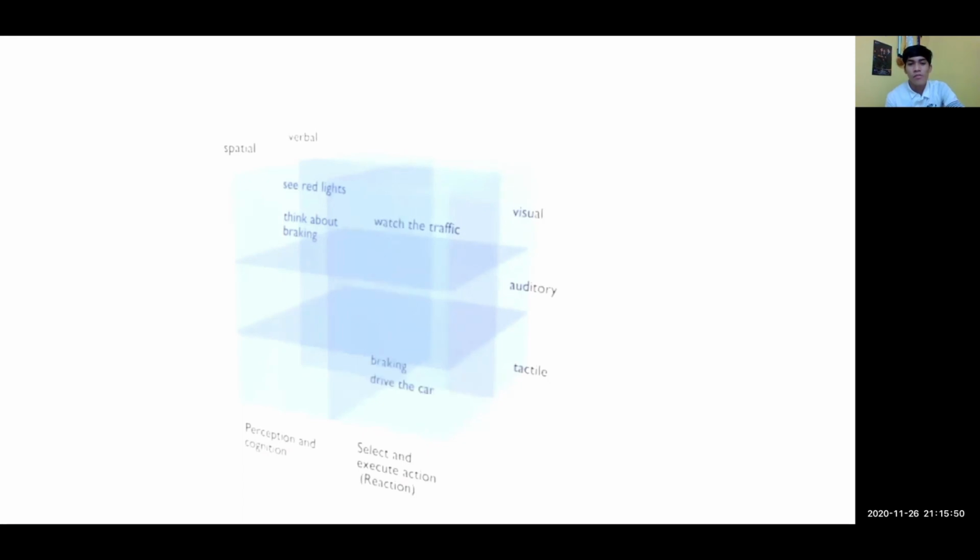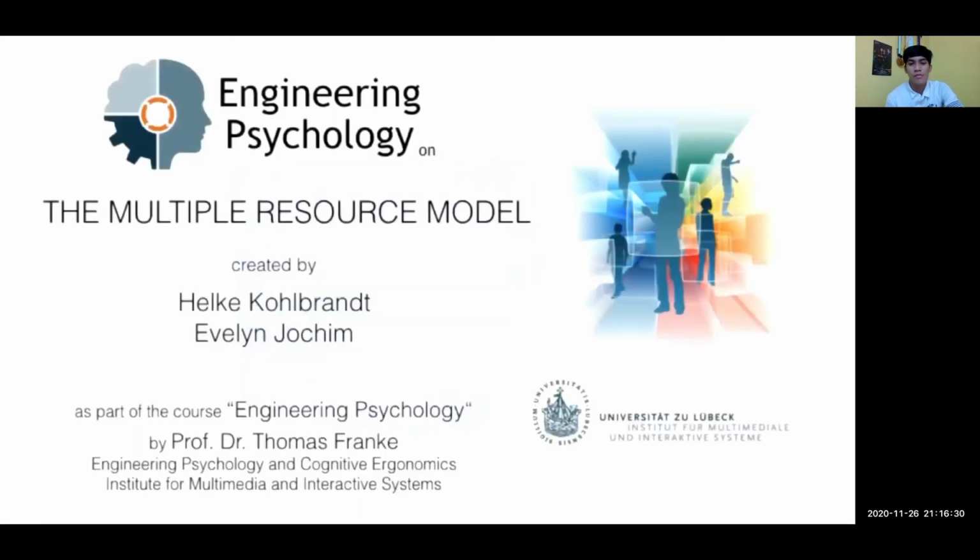Now that our actions are sorted into our model, we can add the actions of hearing our phone vibrating, taking it out, and writing a message. As you can see in the model, hearing your phone vibrating doesn't interfere with any previously added action. But taking your phone out and writing a message does. It interferes with watching the traffic on the visual modality channel and with braking on the tactile one. They are also both reaction and both in the spatial process channel. This interference shows why multitasking is hard for us in some situations. We can't pay 100% attention to both actions. So don't text and drive.